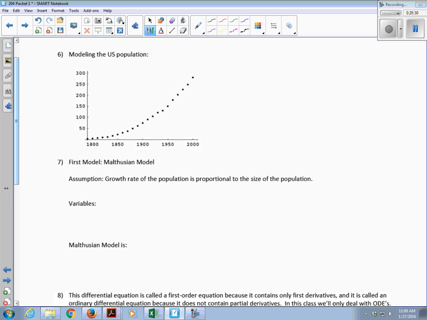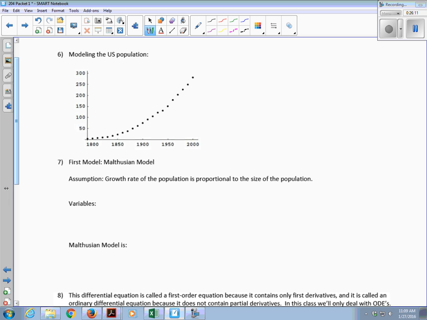So our first model that we're going to look at is a really common, really simple population growth model called the Malthusian Model. The assumption is that the growth rate of a population is proportional to the size of the population. It seems like a reasonable assumption, okay? Because as a population gets bigger, the members of the population interact with each other more, they reproduce more frequently, right? So the growth rate grows in proportion to the size of the population. Bigger the population, faster the growth rate.